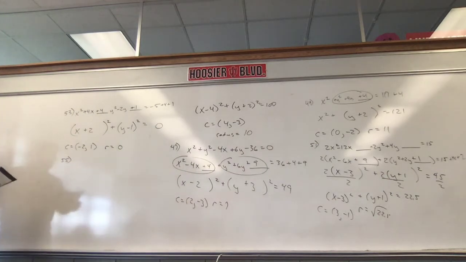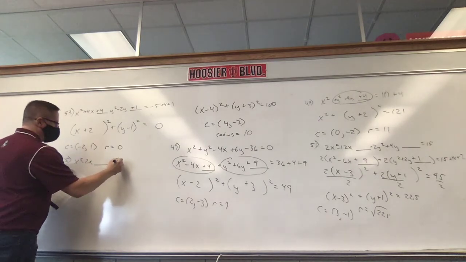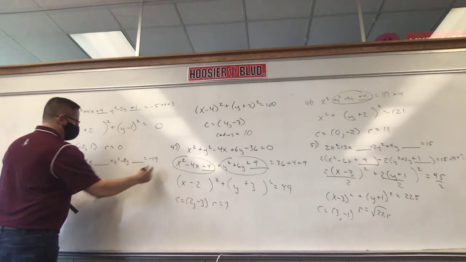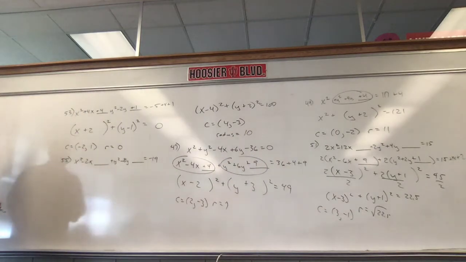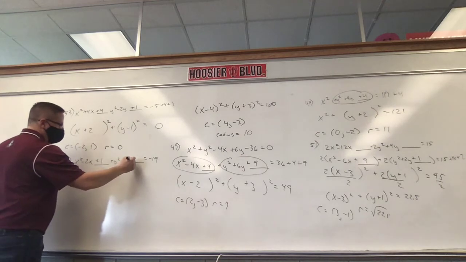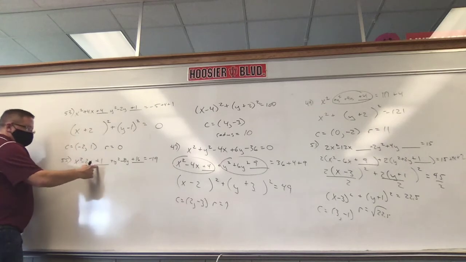Okay? All right, 55. X squared, then I'm going to put minus 2x. Leave space. Then plus y squared minus 8y. Leave space. Equals negative 19. Move that 19 to the other side. Okay, so in this one, half of negative 2 is negative 1, squared is positive 1. Half of negative 8 is negative 4. Square that and you get positive 16. So we added 1, we added 16.